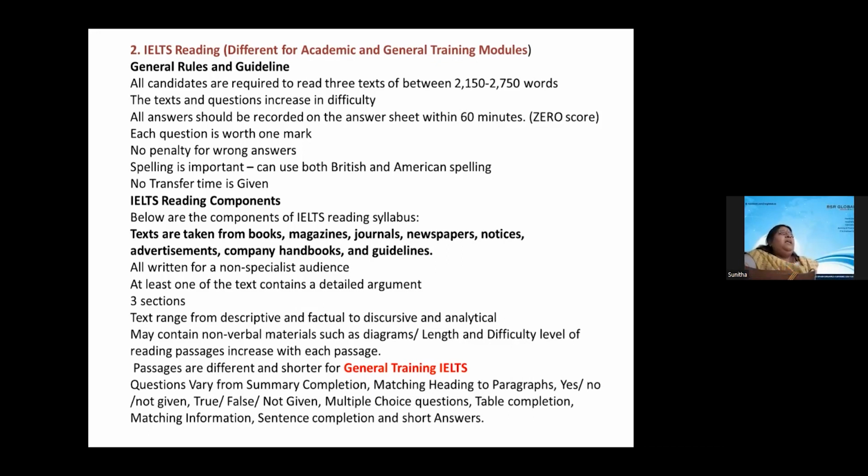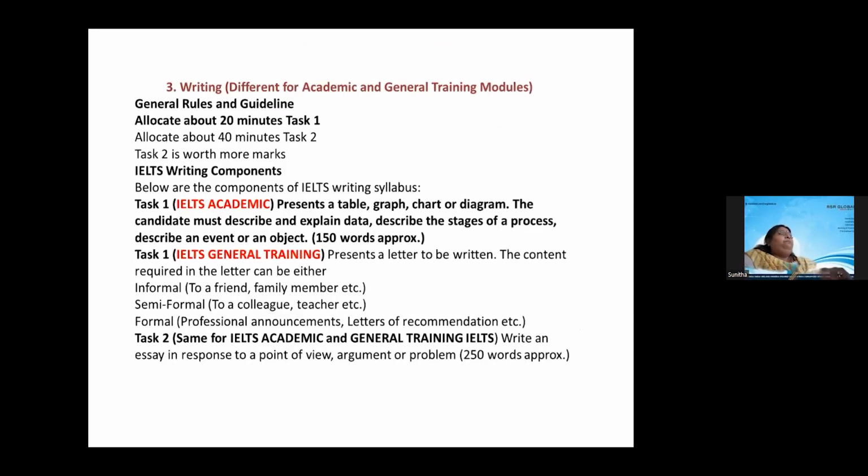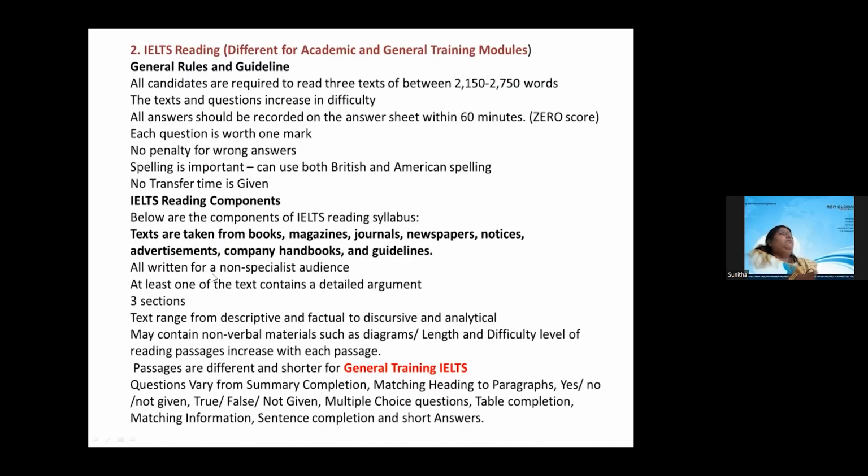And the IELTS reading components: the texts are taken only from books, magazines, journals, newspapers, notices, advertisements, common handbooks, and guidelines, all written for a non-specialist audience. At least one of the texts contains a detailed argument. And in academic, the first two tasks will be like a tabular column, and only task 3 will be a running passage.